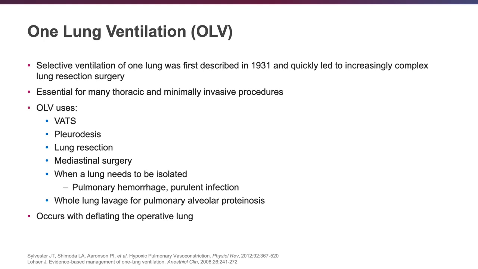So one way we capitalize on this in medicine is during thoracic surgeries with one lung ventilation. Selective ventilation of the lung was first described in 1931 and quickly led to more and more complex thoracic surgeries. Those surgeries that may utilize one lung ventilation include VATS procedures, pleurodesis, mediastinal surgery, or whole lung lavage that we may do for pulmonary alveolar proteinosis. And one lung ventilation occurs, obviously, when deflating the lung that's going to be operated on.